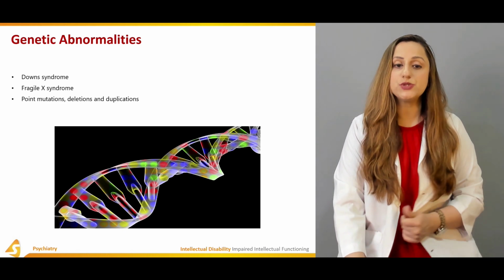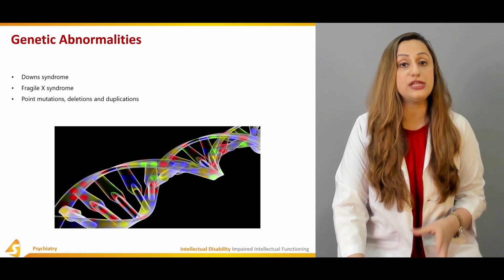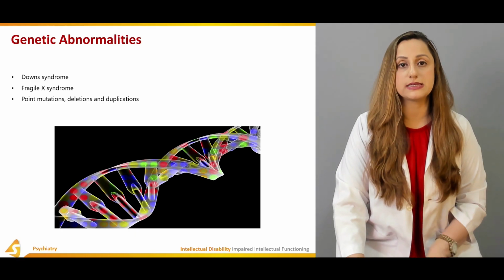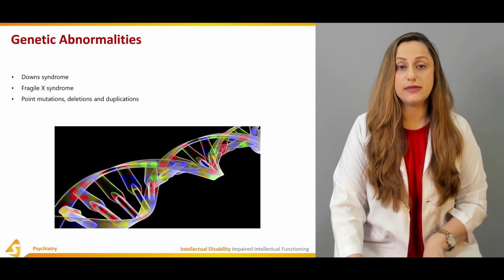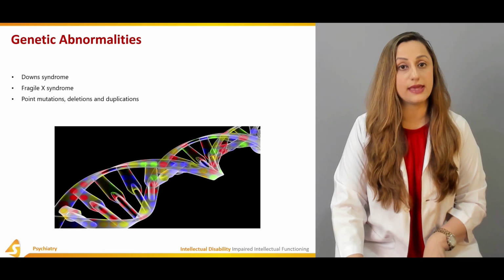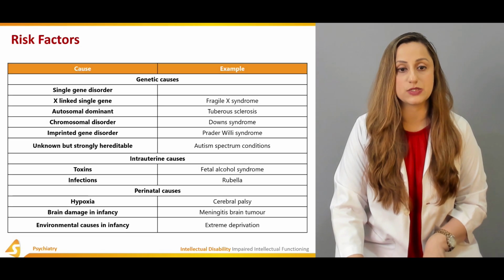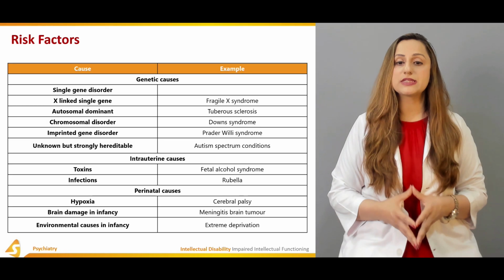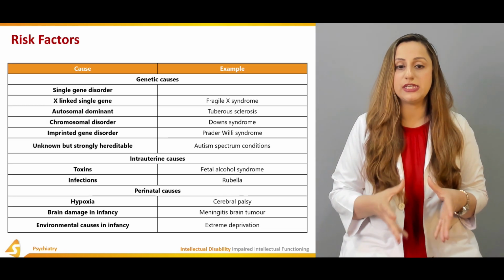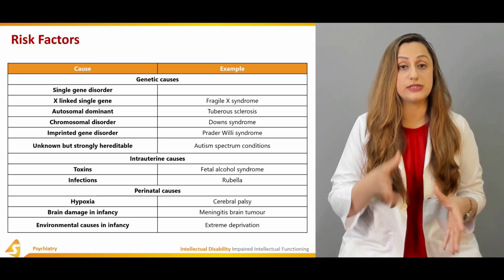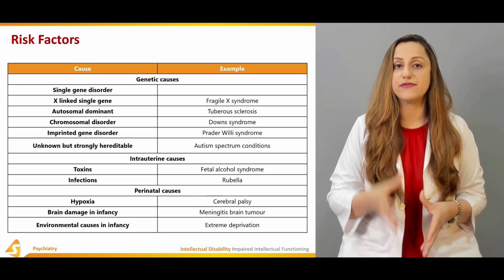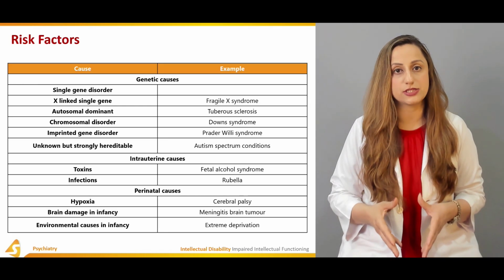Then we have point mutations, deletions, and even gene duplication as causes that can result in mental retardation and low IQ, and again, the adaptive functioning is affected as well. Talking about the risk factors, we can have the causes divided into the genetic causes first of all, then the intrauterine, and then the perinatal causes.